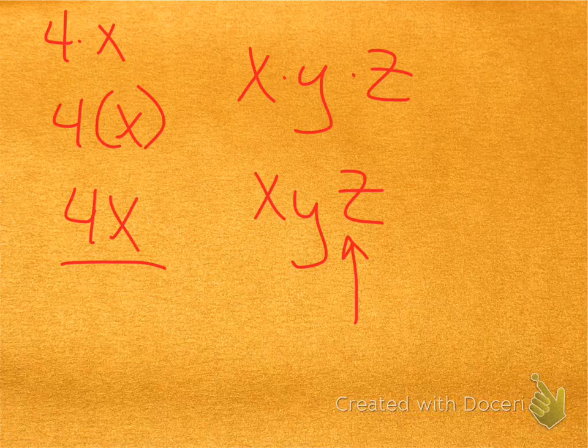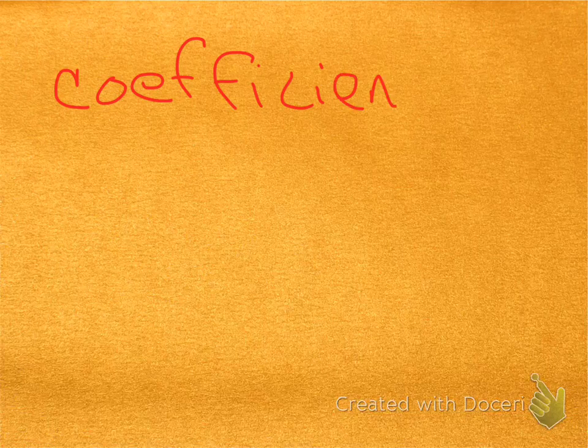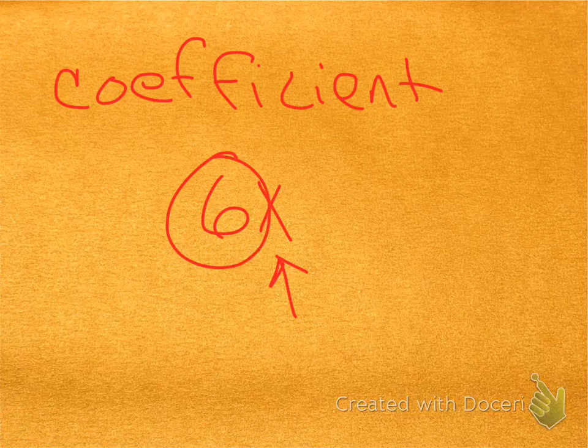Okay? All right. We have one more vocabulary word, and it's coefficient. If I have a 6x, that means 6 times x. This was the variable, and the coefficient is 6. The number in front of the variable.